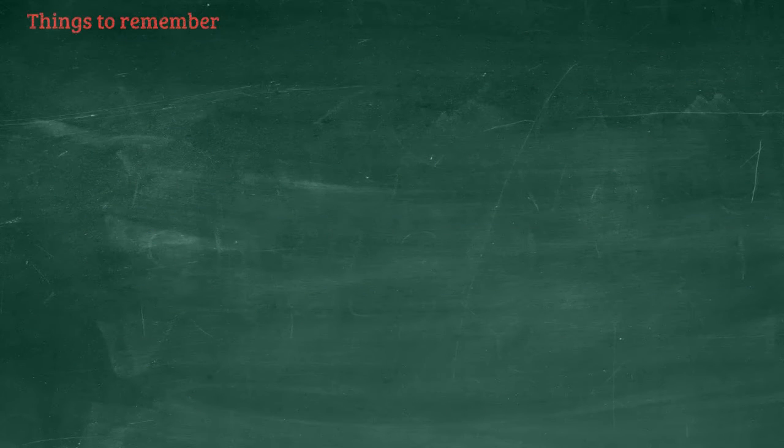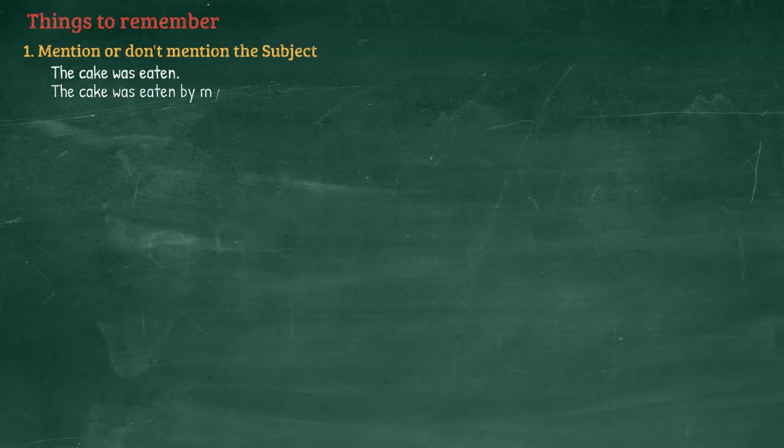Now, there are three other things we should keep in mind when using the passive voice. The first one is that we can choose to say the subject or to leave it out. For instance, we could say, "The cake was eaten," or "The cake was eaten by my classmates." In this one, we don't mention the subject, but in this one we do. The choice is up to you.